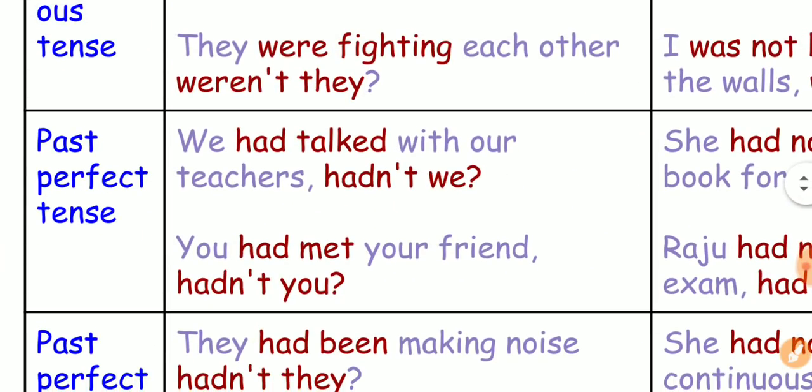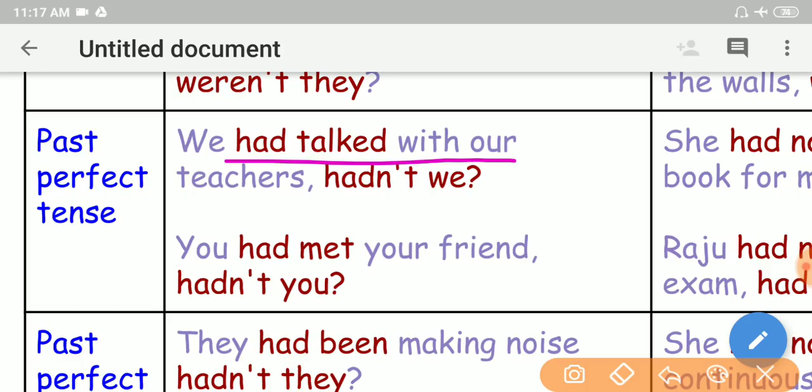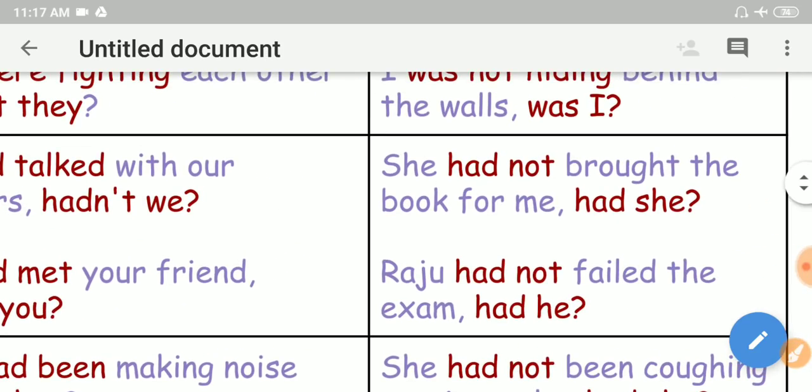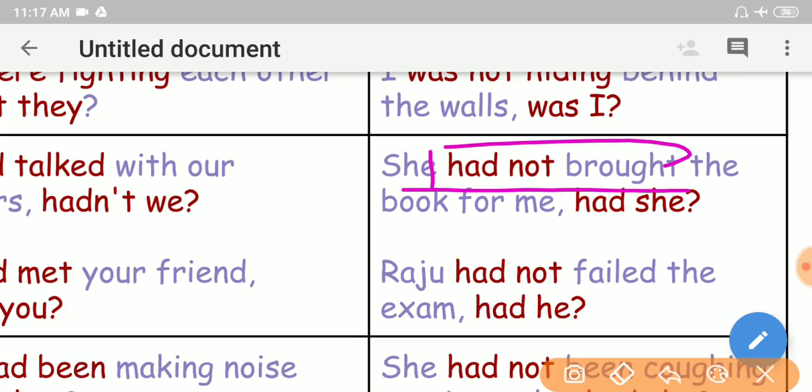So like that, past perfect also. We had walked with our teachers, hadn't we? That is the tag. Positive statement, negative tag. Like that, here in negative past perfect, the tag is positive.